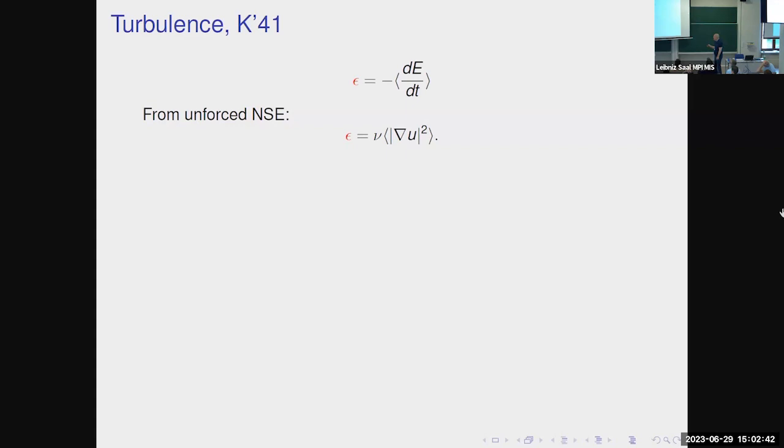And this object, if Navier-Stokes are not forced, is balanced. You apply this averaging procedure mentioned here with braces. We apply it to the Navier-Stokes equations and you get a balance between the kinematic viscosity times the average of the gradient squared, being the average rate of dissipation of energy.